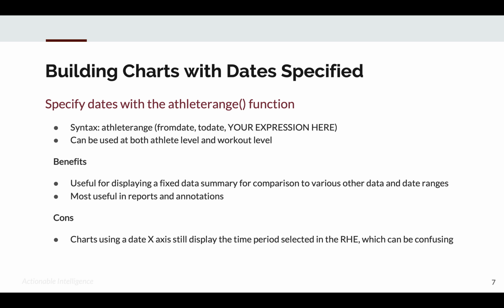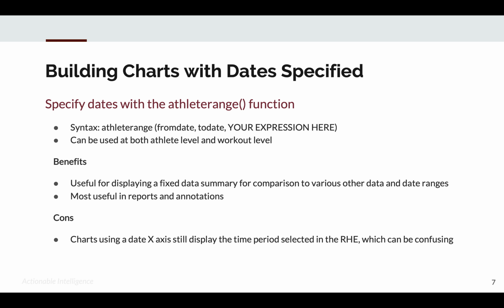The second way to choose dates to show on a chart or report is to use the athlete range function when building your data series. And as you can see, the format is actually pretty simple. You simply use the words athlete range as all one word, paren, the from date, whatever you want to be the first date of your date range, the to date, whatever you want to be the end of your date range, and then your expression.